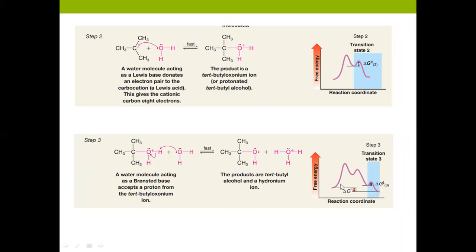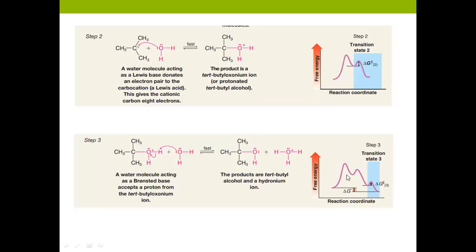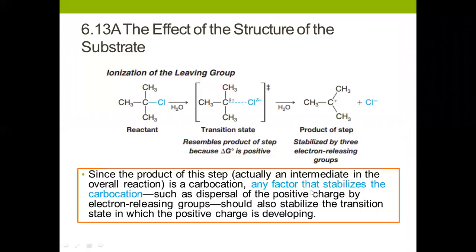So when you are going uphill, whichever transition state has a similar energy to that of the product will have a strong resemblance to its structure. So if the free energy is close, then the structure will be similar to the product, if the transition state has a very similar energy to that of the product.